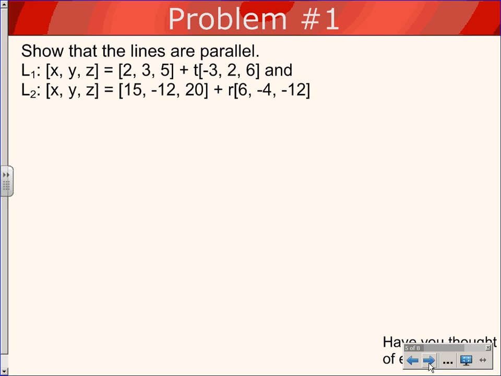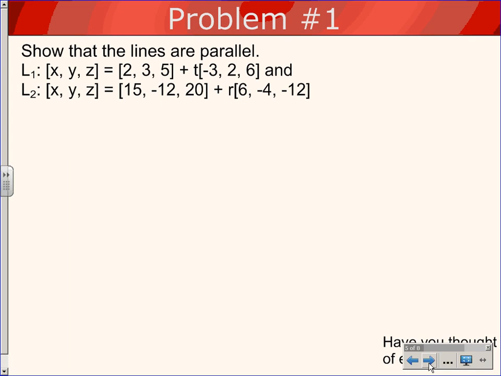Now, I want you to notice one other thing up there. For line 1, I have t as the parameter, and for line 2, I've written the parameter as r. I had to do that. I can't use the same parameter twice because what I don't want to say is that if t is 2, t has to be 2 for both the first line and the second line. So I can use 2 different parameters. I need to use it like that.